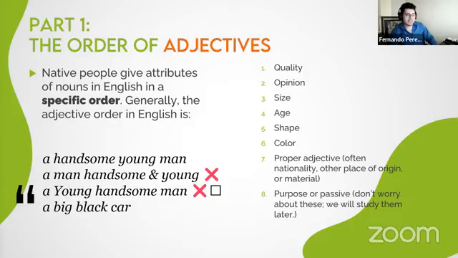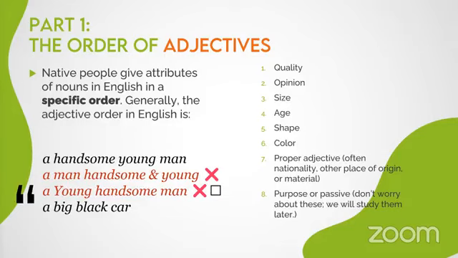So the correct phrase is a handsome young man, because first, what category does handsome represent? Opinion. Exactly. Handsome is in the opinion group, and opinion is number 2. And young is number 4, H. Exactly. Therefore, it's correct to say a handsome young man. It sounds correct. It's in this order.